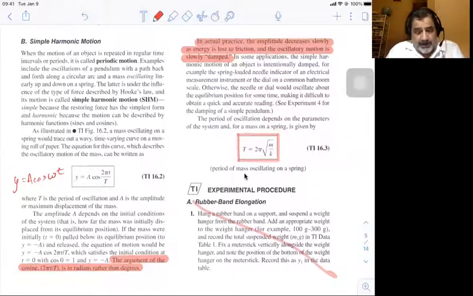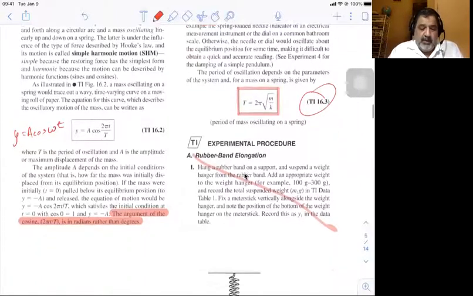In actual practice, the amplitude decreases slowly as energy is lost to friction, and the oscillatory motion is slowly damped. I'm reading here on this section. Now, in the simulated experiment that we're using, we can take away damping, so we can idealize the situation. And we're going to use this equation TI 16.3. T is equal to 2 pi, the square root of the mass divided by the spring constant.